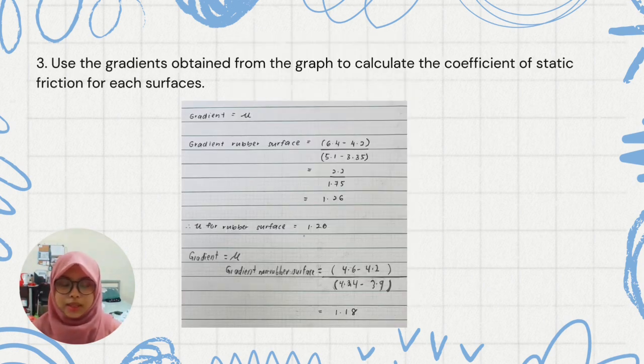On to the following section of the analysis. Use the gradients obtained from the graph to calculate the coefficient of static friction for each surface. As you can see, from our calculations, we obtained a result of 1.26 for the coefficient of static friction for the rubber surface and 1.18 for the coefficient of static friction for the non-rubber surface.